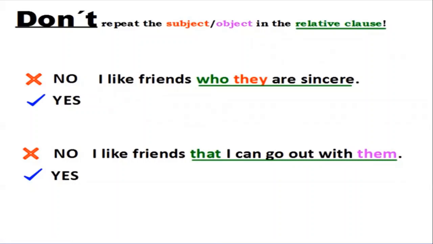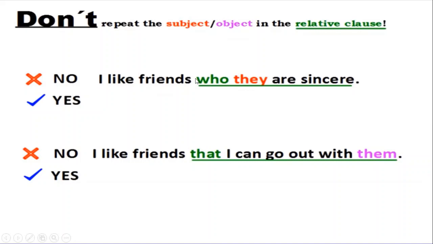So it's redundant. Me gustan los amigos quienes ellos sean sinceros. I mean, it makes no sense if I do it like that, because who is also referring to, it's already replacing they. And who is referring to friends. So this part is incorrect.